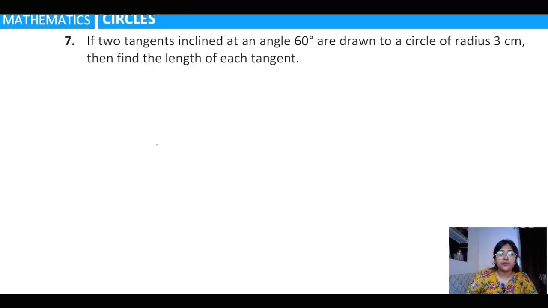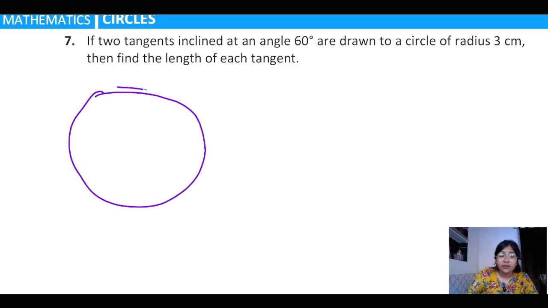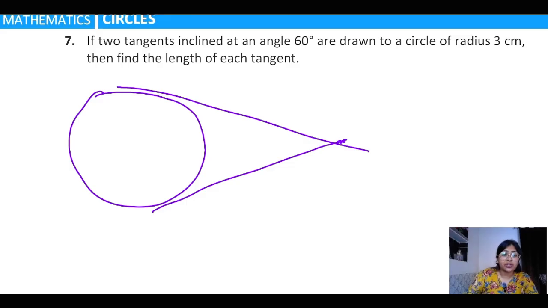See this and try to make the figure on your own. If two tangents inclined at an angle of 60 degrees are drawn to a circle of radius 3 centimeters, find the length of each tangent. It means there is a circle, and there are two tangents drawn from an external point.